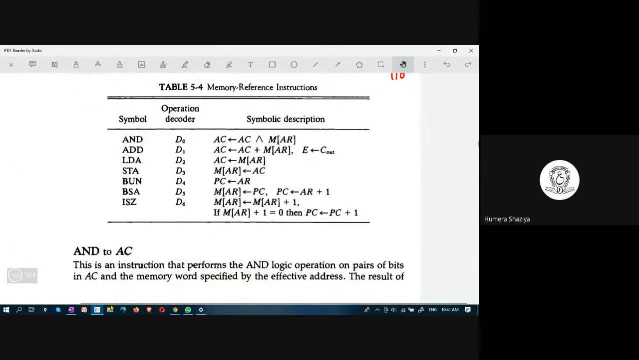Okay, what do you mean by AND? A and D. AND operation. Tell me AND operation.